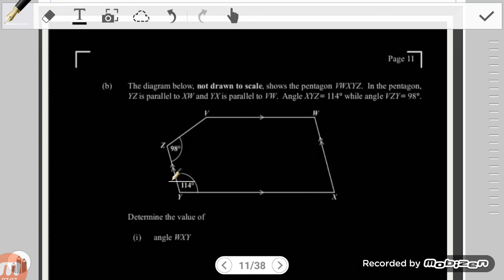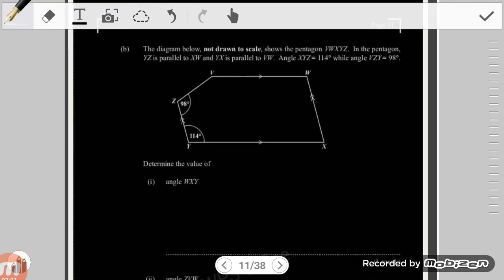Angle XYZ is 114, I got that here, and angle VZY is 98. What are we required to find, guys? We are required here to determine the value of the angle WXY. So we're looking for this angle right here.